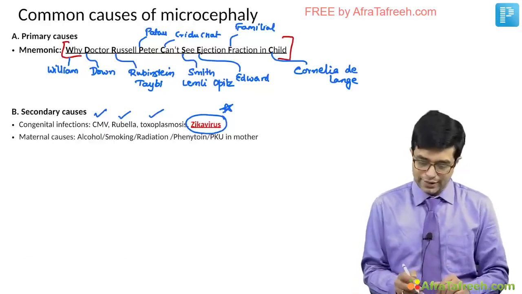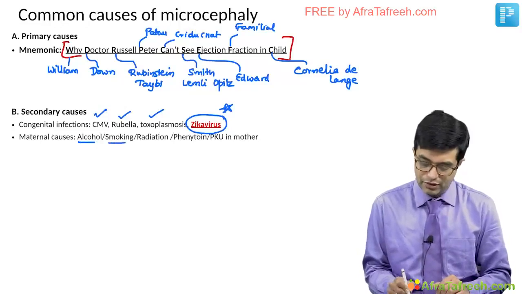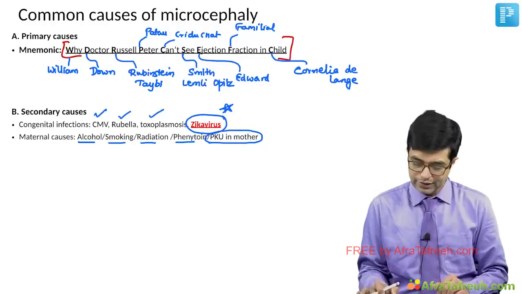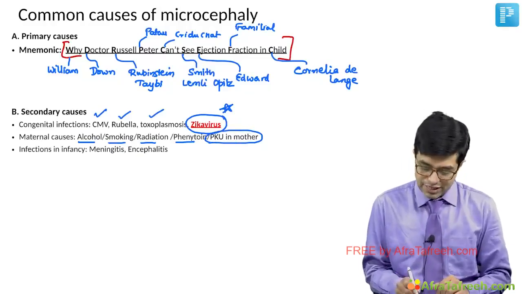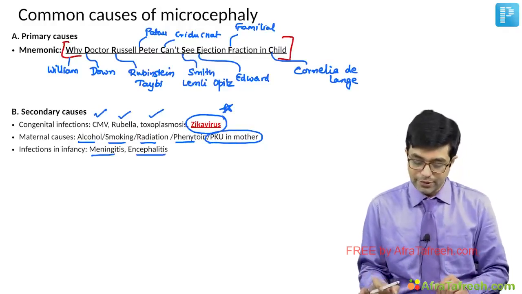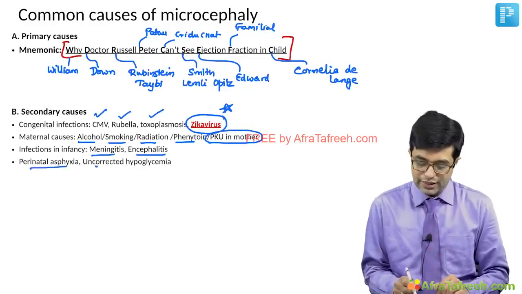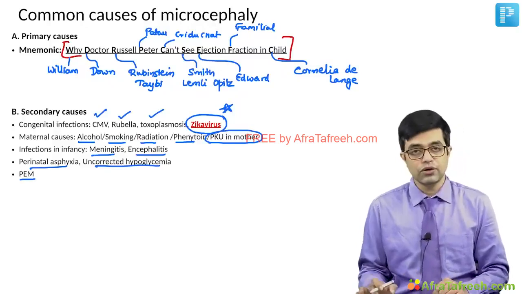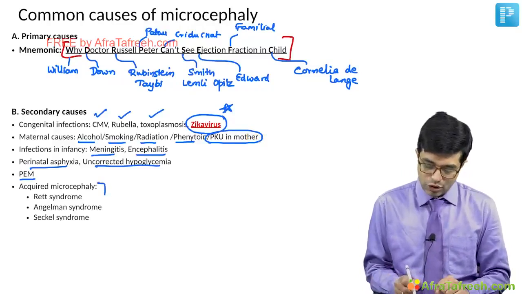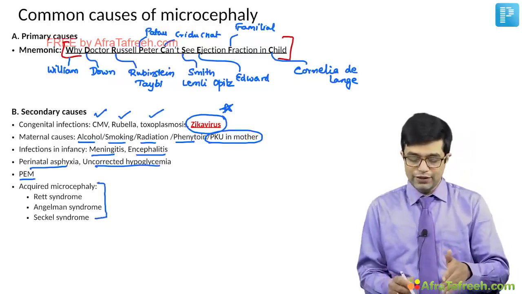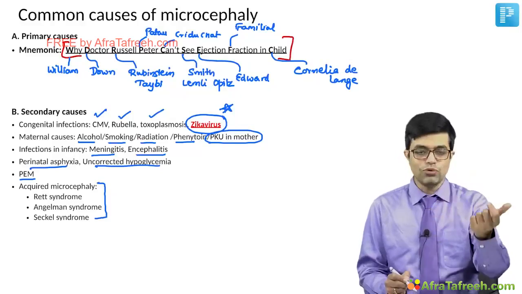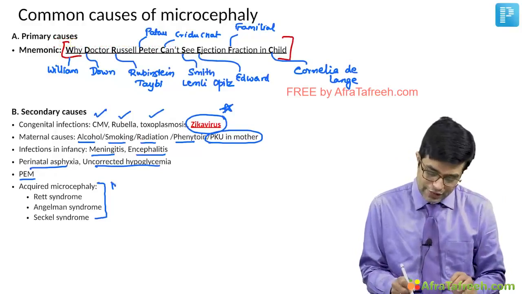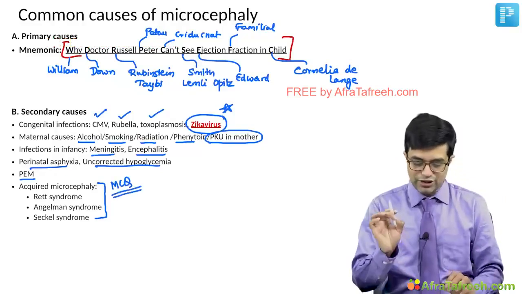Next, we have maternal causes like maternal alcohol, maternal smoking, maternal radiation, maternal phenytoin, and maternal phenylketonuria. Then infections in infancy, meningitis and encephalitis, can cause microcephaly. Perinatal asphyxia and uncorrected hypoglycemia can cause microcephaly. Protein energy malnutrition can cause microcephaly. And then you have important acquired causes. Many of the causes I mentioned earlier can be acquired or congenital, but these are purely acquired microcephaly causes which are asked in MCQ entrance exams. So I've mentioned them separately.